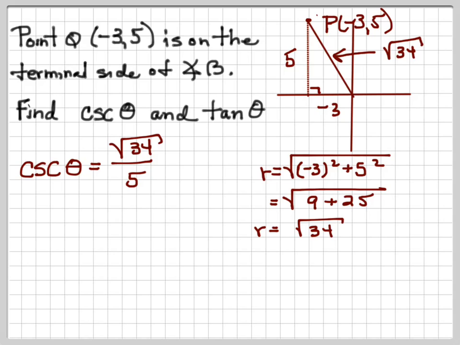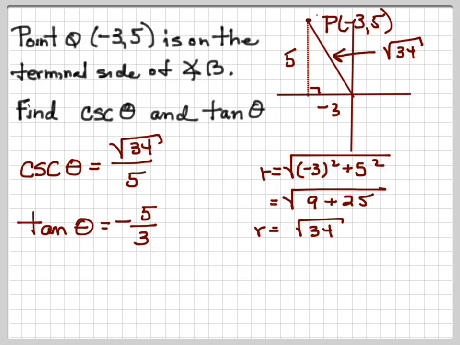Now the cosecant is going to be the reciprocal of the sine. So if sine is 5 over the square root of 34, then the cosecant is going to be the square root of 34 over 5. Okay, what about the tangent? Well, the tangent is going to be the opposite over adjacent, which is 5 over -3.